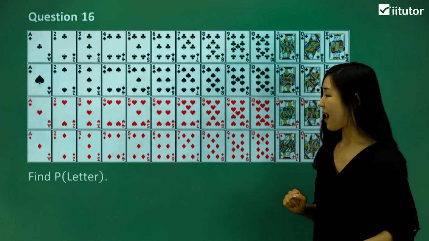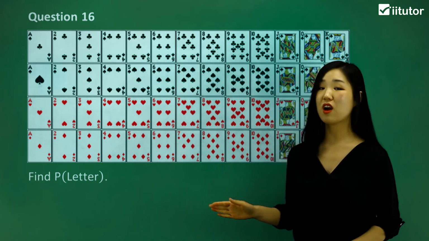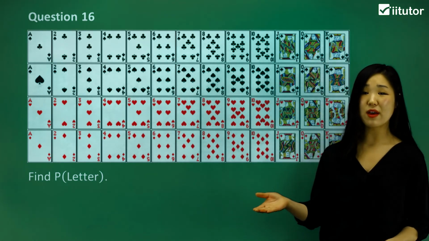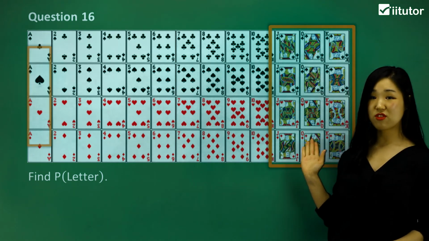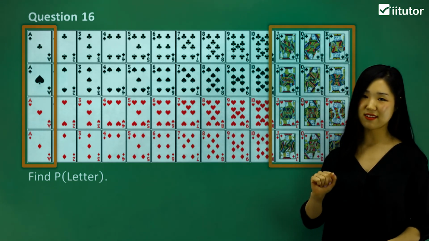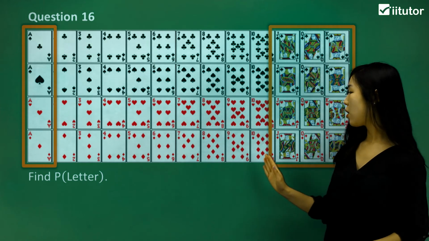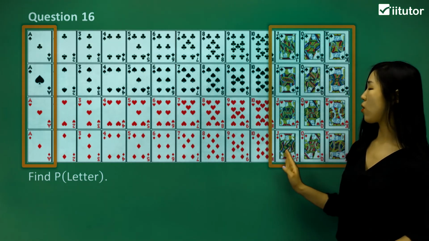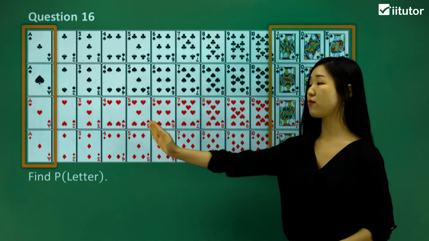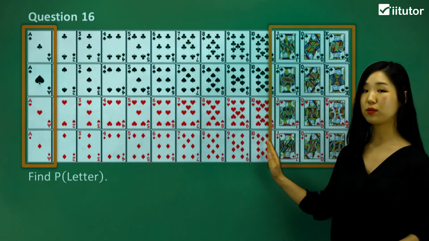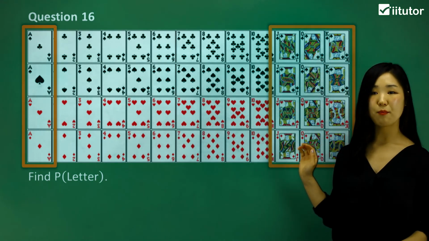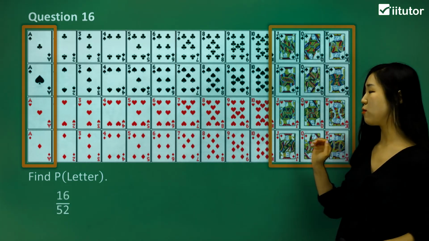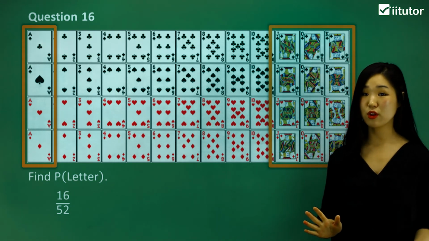Now let's do another one, guys. It says find the probability of a letter card. So this is very simple. Just find the cards that have a letter on them. It's these ones, Jack, Queen, King, and of course the Ace. So they all have letters on them. We did it earlier that there's 4 Jacks, 4 Queens, 4 Kings, and there's also 4 Aces. So we have to multiply 4 by 4, which is 16. So 16 over 52. If you count them all up, there should be 16 out of the total of 52.